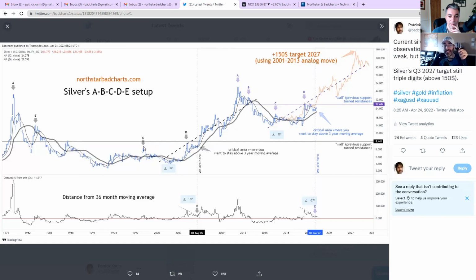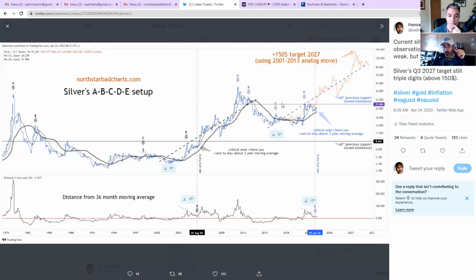D is higher than C. So for me, this is definitely a higher high. And D was the first time in all this bull cycle that we had a higher high for silver. So that was my step one.